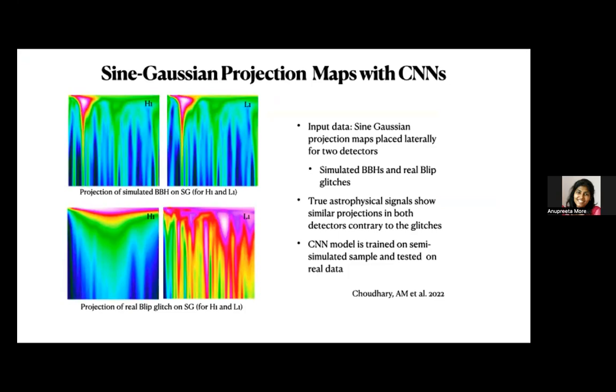So it's a historical reason to go with sine Gaussian, because they have been used previously and they seem to be a good fit to some of these glitches.